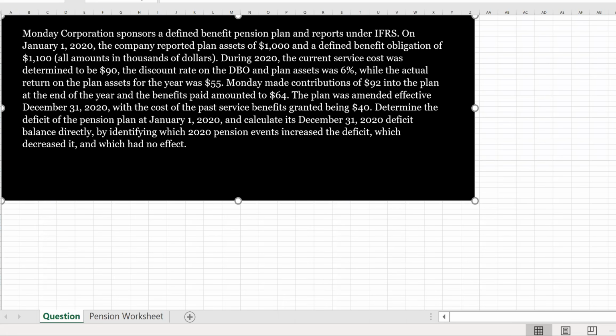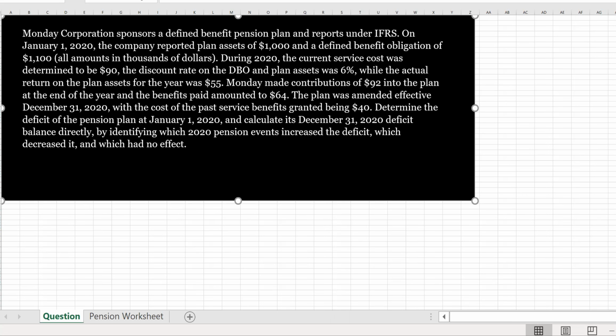During 2020, the current service cost was determined to be $90,000. The discount rate on the DBO and plan assets was 6%, while the actual return on plan assets for the year was $55,000. Monday made contributions of $92,000 into the plan at the end of the year, and the benefits paid amounted to $64,000. The plan was amended effective December 31st, 2020, with the cost of past service benefits granted being $40,000. Determine the deficit of the pension plan at January 1st, 2020, and calculate its December 31st, 2020 deficit balance directly by identifying which 2020 pension events increased the deficit, which decreased it, and which had no effect.